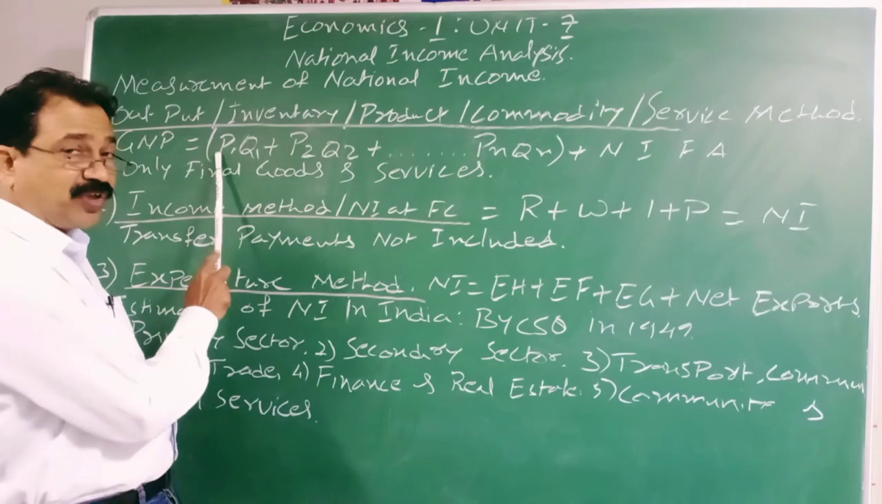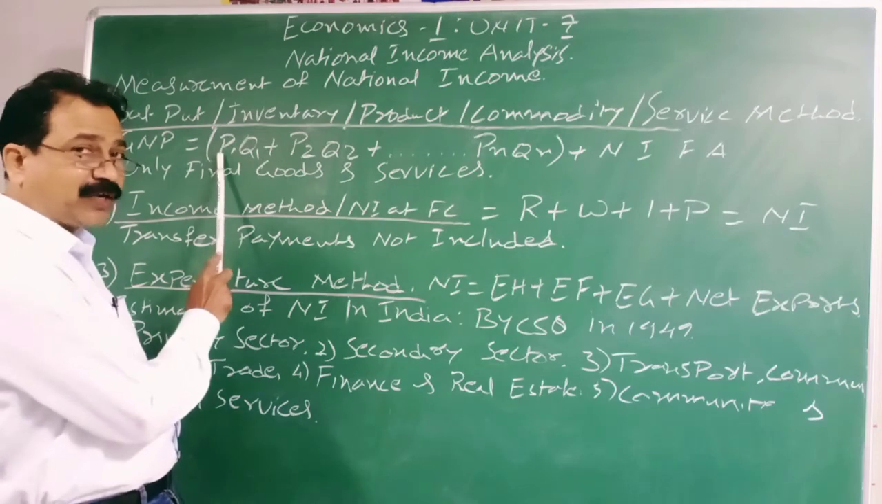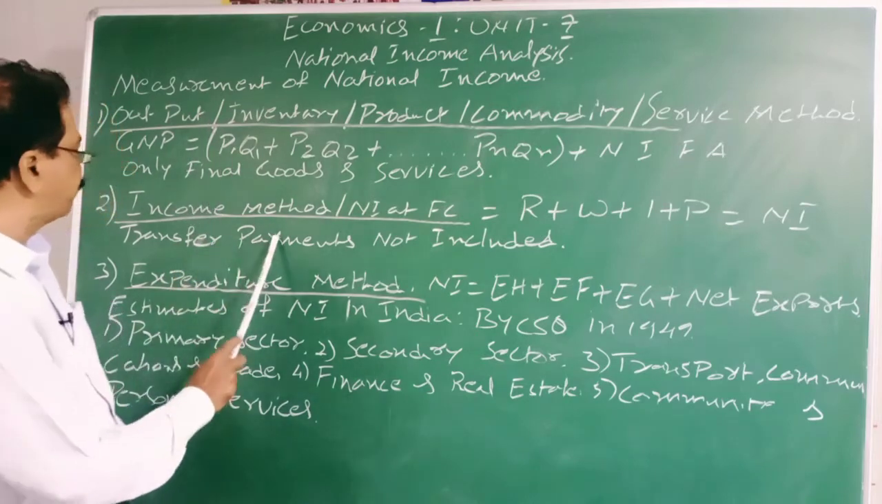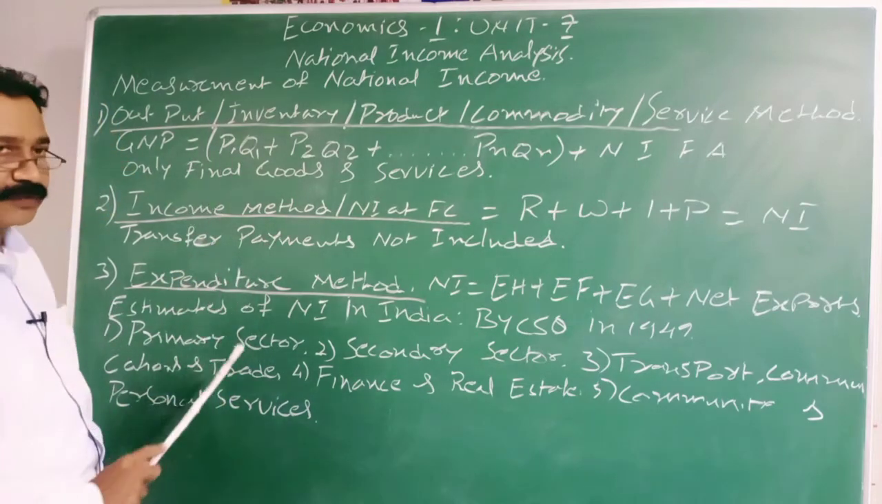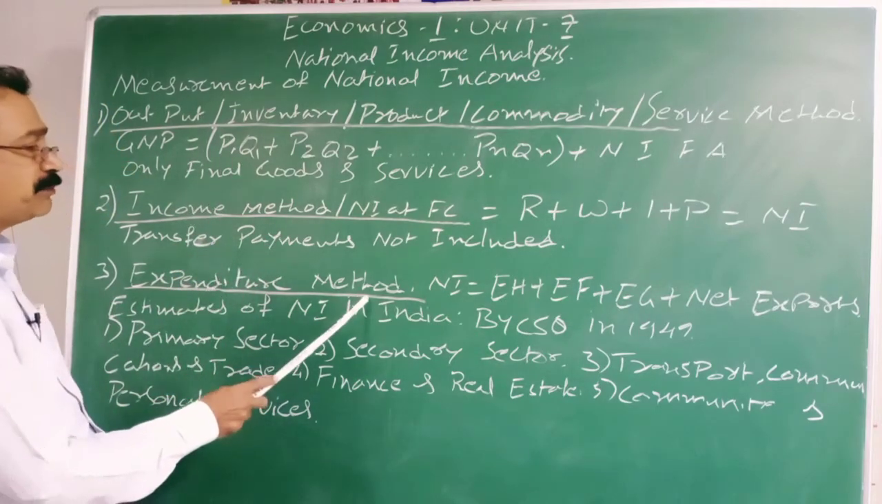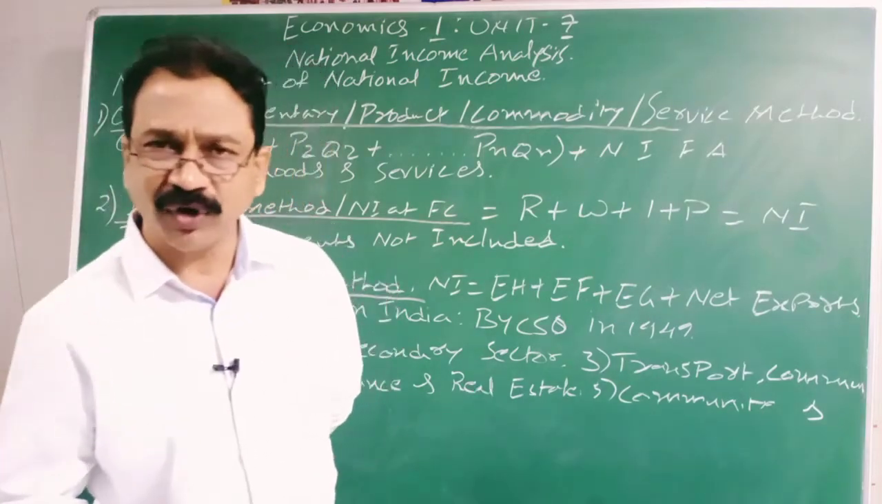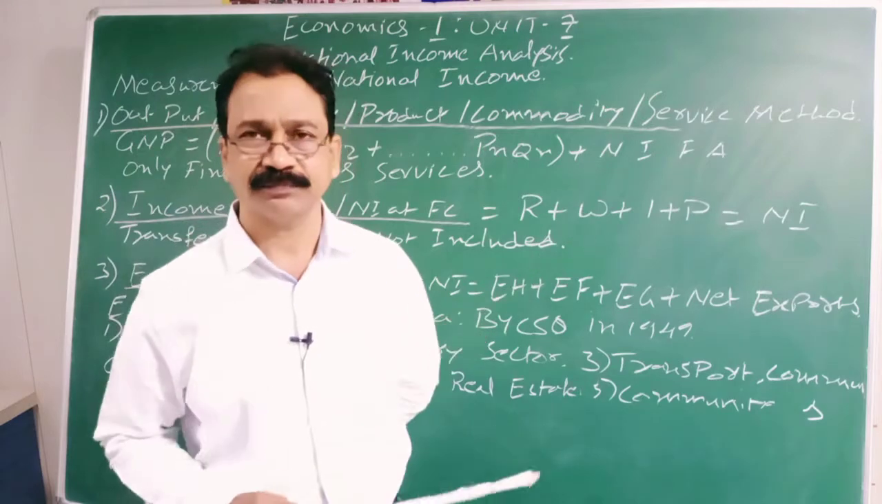We are multiplying with market prices. That's why we can call it GNP at market prices. Now we will go to the third method, the expenditure method. See, income of someone is expenditure of someone.